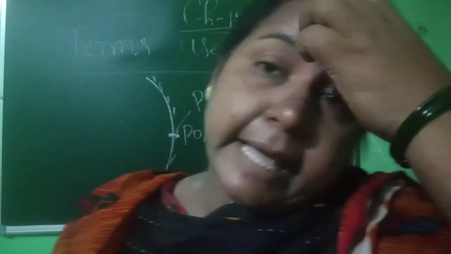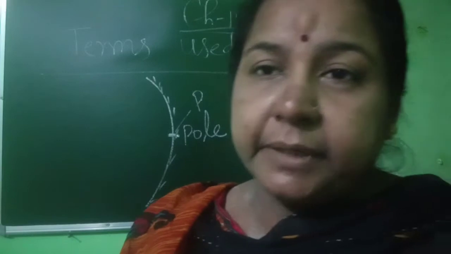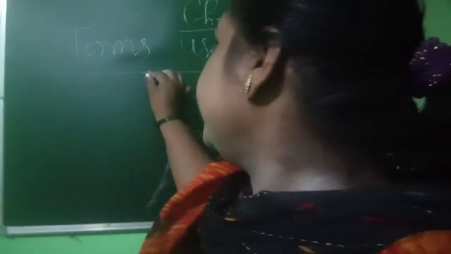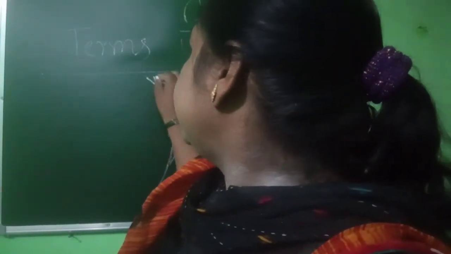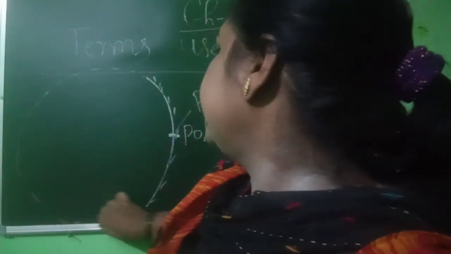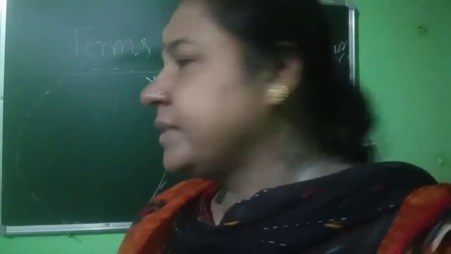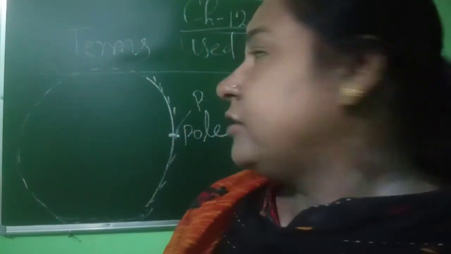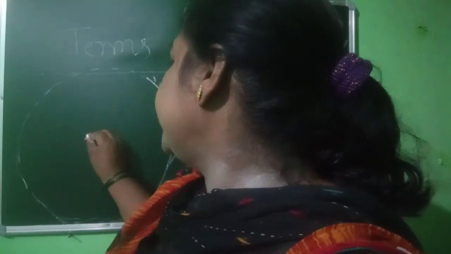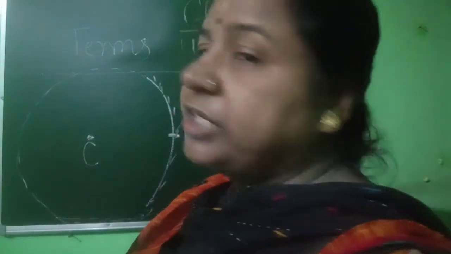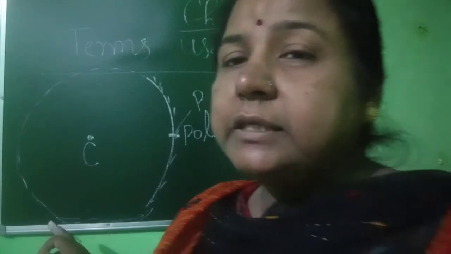Now, you know that a spherical mirror, that is a concave mirror or convex mirror, is the part of a sphere. So if we see here, this is the part of a sphere, so this would be the sphere. Now, what is the center of the sphere? This is the center of the sphere, that is C. This is called the center of curvature of the spherical mirror.